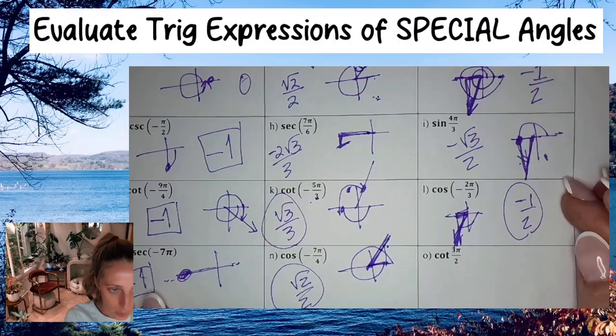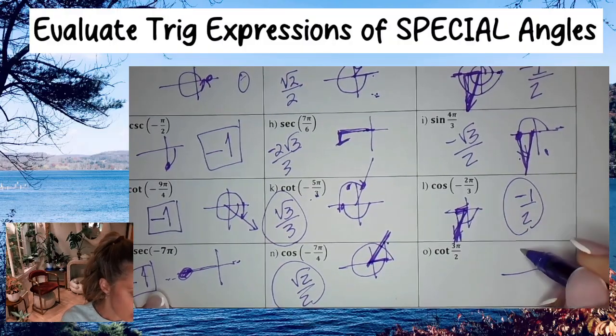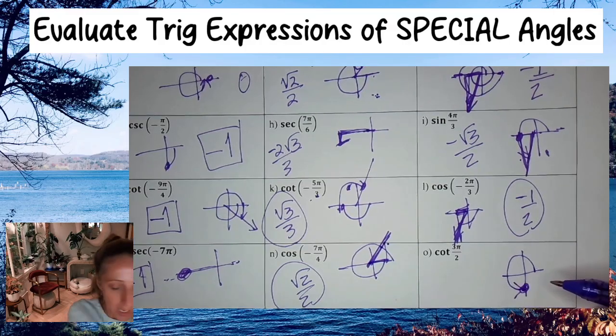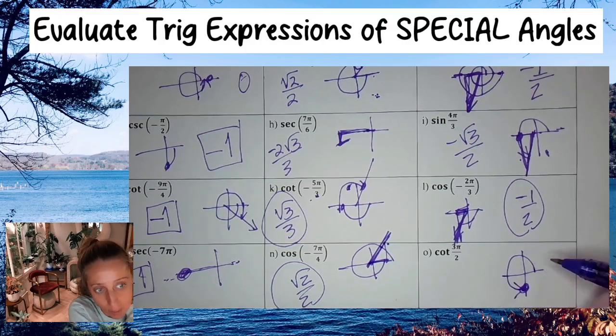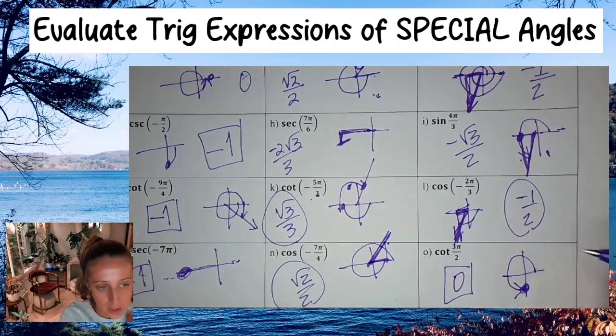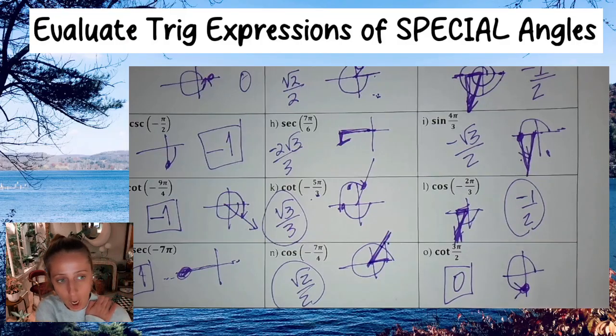And the last one in this batch, cotangent of 3 pi over 2. So that means right here, tangent is undefined on top and bottom. That means cotangent, which is the reciprocal, will be 0 because 0 is the reciprocal we use for undefined. So that's the end of this little section here.